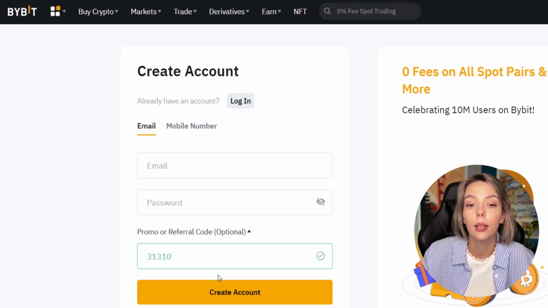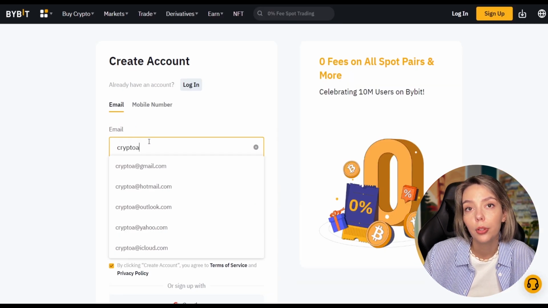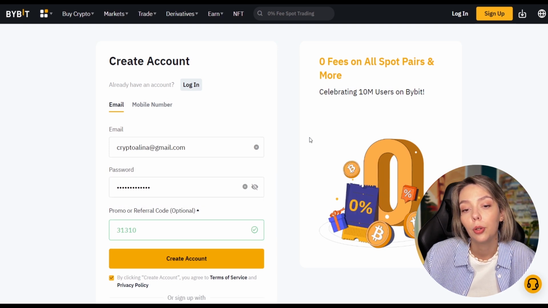Now upon clicking the link here is going to bring up this page where you register for an account. You literally can register in about 30 seconds. All you need is an email address, set up your password, and you're good to go.